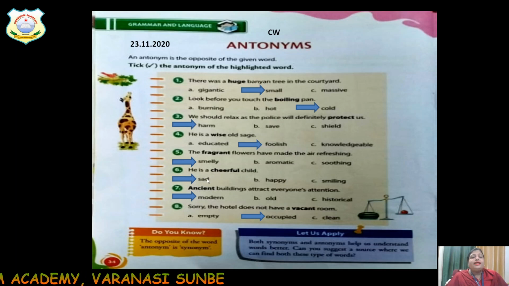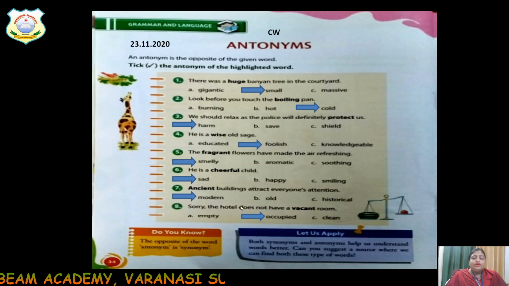Cheerful, sad. Happy, sad. Ancient, modern. Old, new. Another meaning of these two words is ancient, old; modern, new. Vacant, occupied. Empty, full.